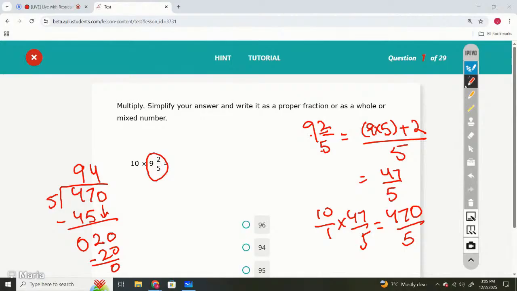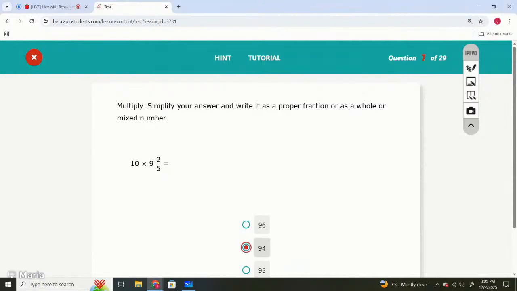So the correct option is 94. Option number 2 is the correct option. Got it? This is a very important lesson. Please focus on the lesson.